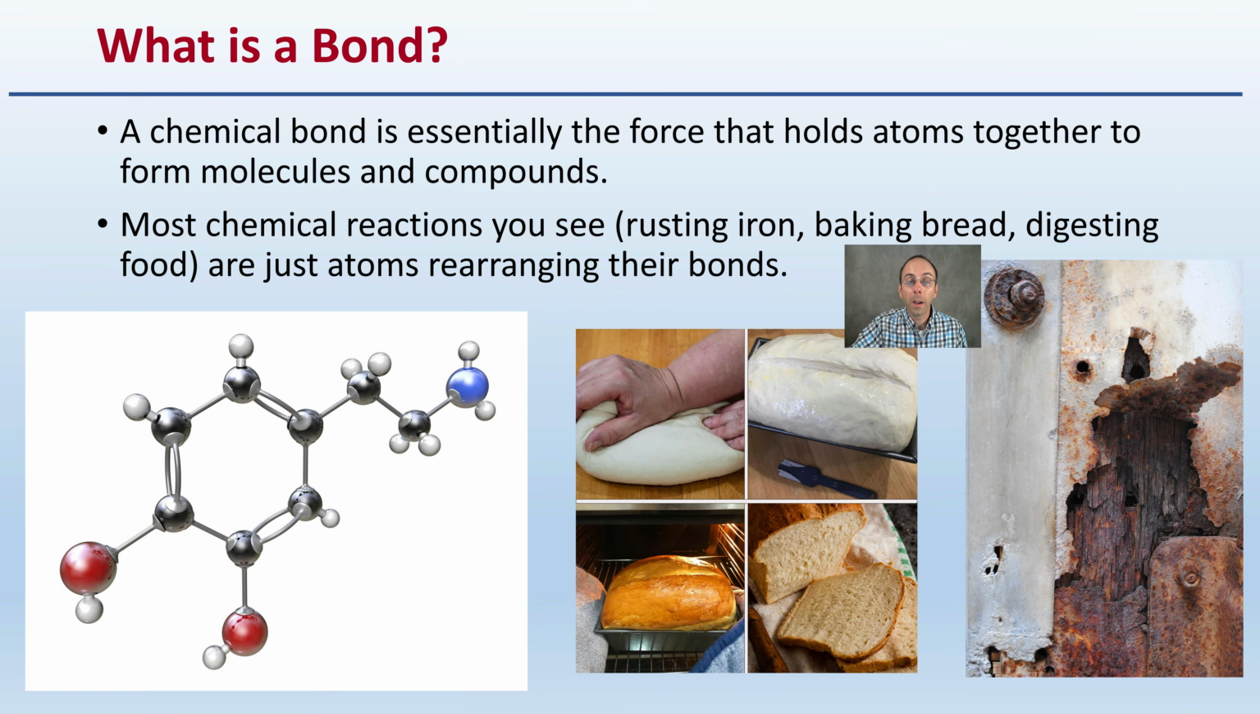All right, so first off, we should probably define what a bond is. A chemical bond is essentially the force that holds atoms together to form molecules and compounds. Most chemical reactions you see, such as rusting iron or baking bread, digesting food, are just atoms rearranging their bonds, reforming different bonds to form different end chemical structures, because as you may remember, matter cannot be created nor destroyed.